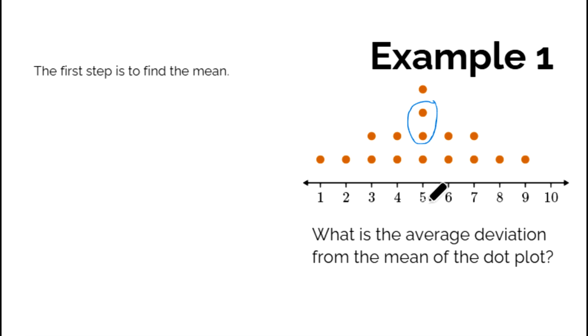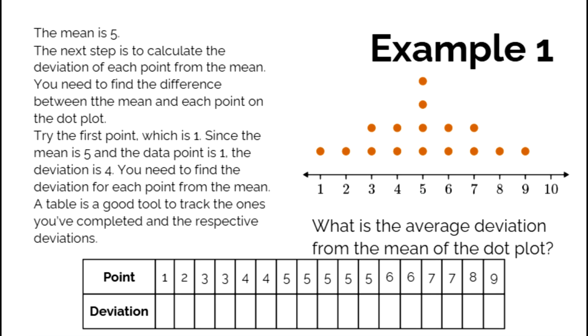So what we're finding is that the mean for this distribution is 5, okay? So we need to figure out how far each of these points deviates from the center, from 5, okay? So the mean is 5. The next step is to calculate the deviation of each point from the mean. You need to find the difference between the mean and each point on the dot plot.